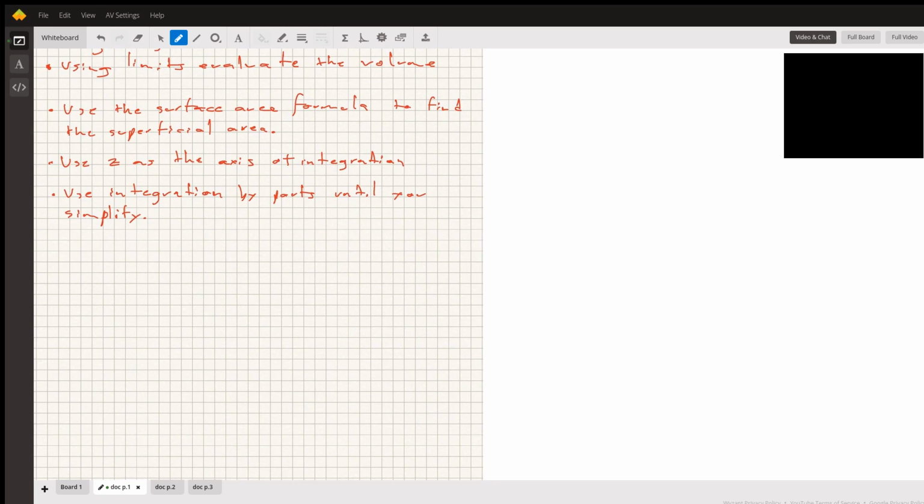Then for the surface area, I use the surface area formula. The surface area formula always comes with f of x as a y coordinate, but you always have the option to switch around the variables, with y as the independent variable and x as the dependent variable. So in this case, I switched the roles between z and r. I put the independent variable as z again and use r as the dependent variable. So I use that formula to find the surface area.